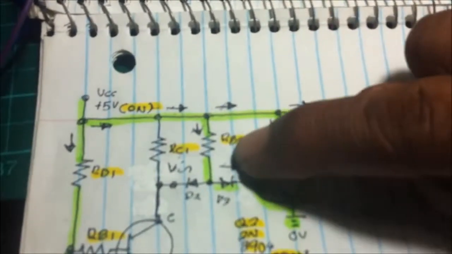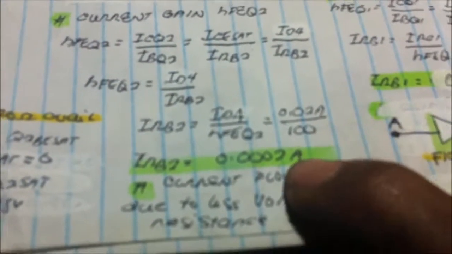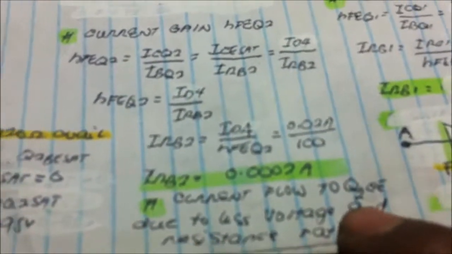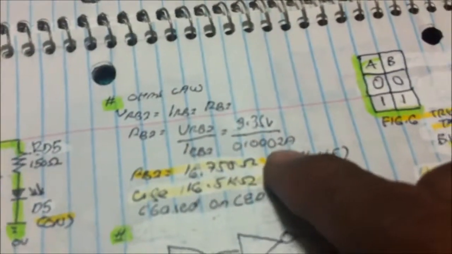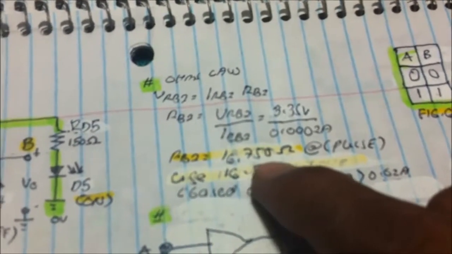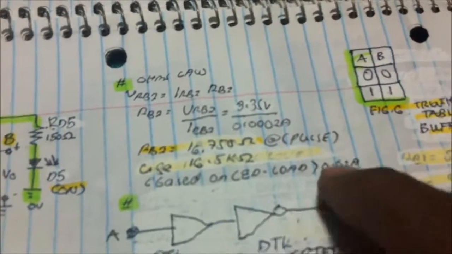We're going to compute that. And the base resistor is this RB2. At this state, we're using RB2 as a base resistor. So we get now the base current, and then by substitution and calculation, 0.002 ampere. The current loads Q2's CE due to the lesser voltage and resistance rating. Using Ohm's law, since we know the voltage drop across RB2 and the current from the current gain, we get 16,750 ohms, but I'm using a 16.5 resistor based on the LED load of 0.02 ampere.